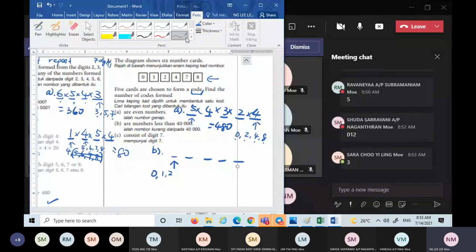Anyone want to answer? Okay, Sarah says 3. Thank you, Sarah. After I fill in 3, these 6 cards are minus 1 card already. Balance is 5. So what should I fill for the next digit? How many choices?